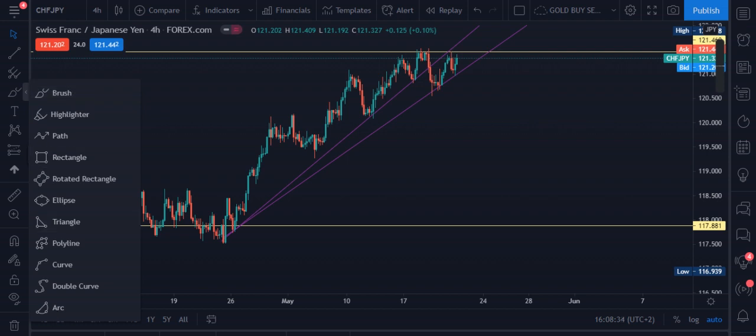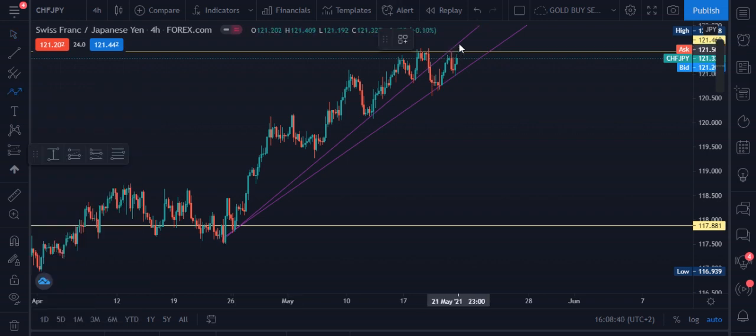I'd want price to do this before I can place any buying trades. Okay, so something like this, a break and a retest, and then going upward. This is what I would like to see if I'm going to take a buy trade.